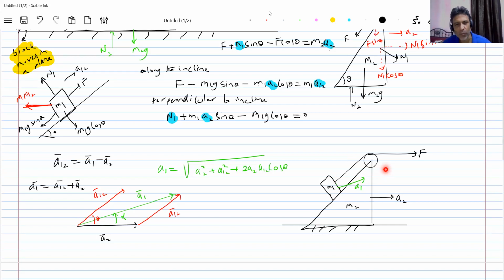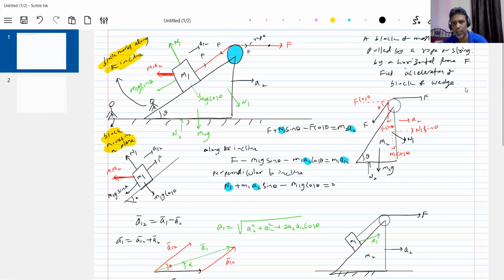Now, can you really solve this problem in the ground frame? No, you don't know the direction itself. Therefore, we are using this relative motion method. First, I'll describe the motion of the block with respect to the wedge, then with respect to the ground. So what is alpha? The angle made by the acceleration vector with respect to ground. I'm trying my best to make you understand. You should make observations, nothing big.